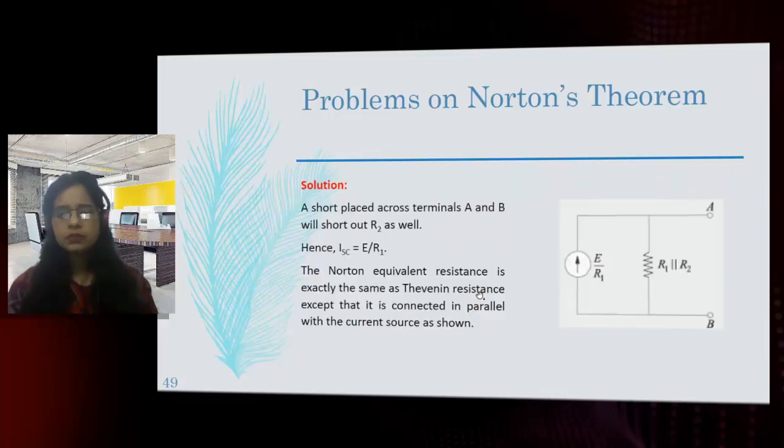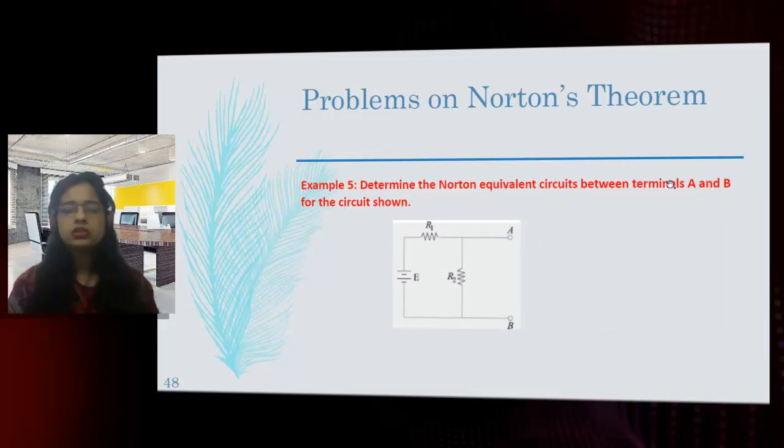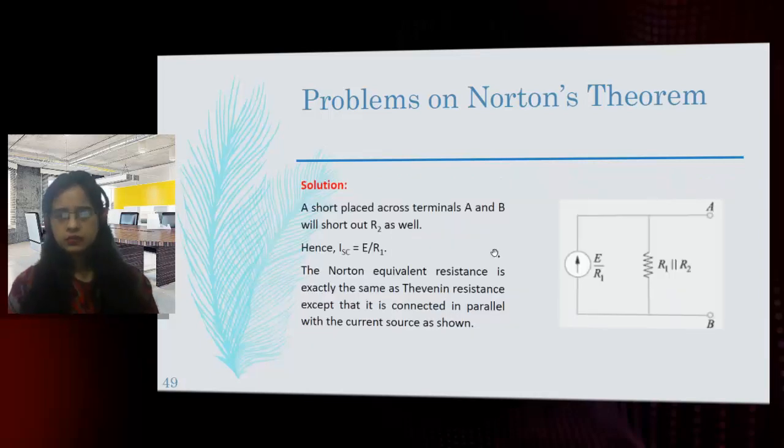Okay, R1 and R2 are connected in parallel, and that will give you Norton's equivalent resistance because no other resistances are there in the circuit. Only R1 and R2 are there. So this Norton's resistance will be equal to R1 parallel to R2. Okay. So ISC is given by E by R1. That is not the general formula. It is just that for this circuit we are getting ISC as E by R1. ISC is E by R1 and resistance is given by R1 parallel to R2.